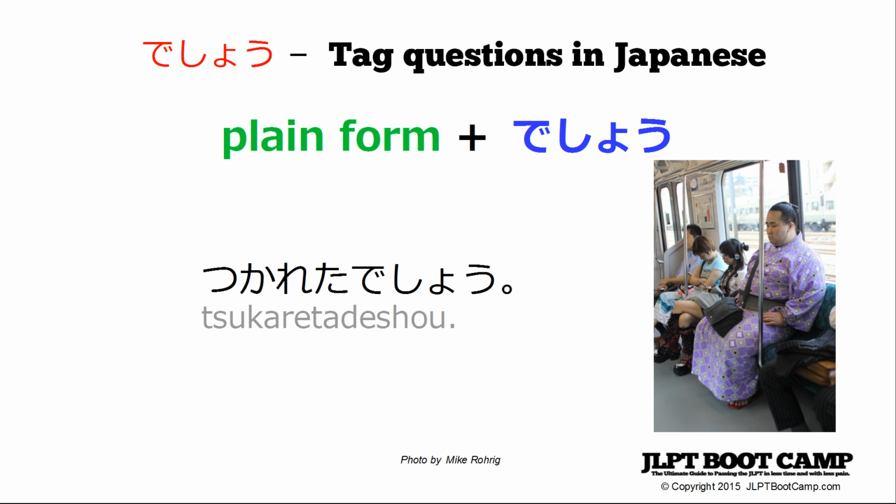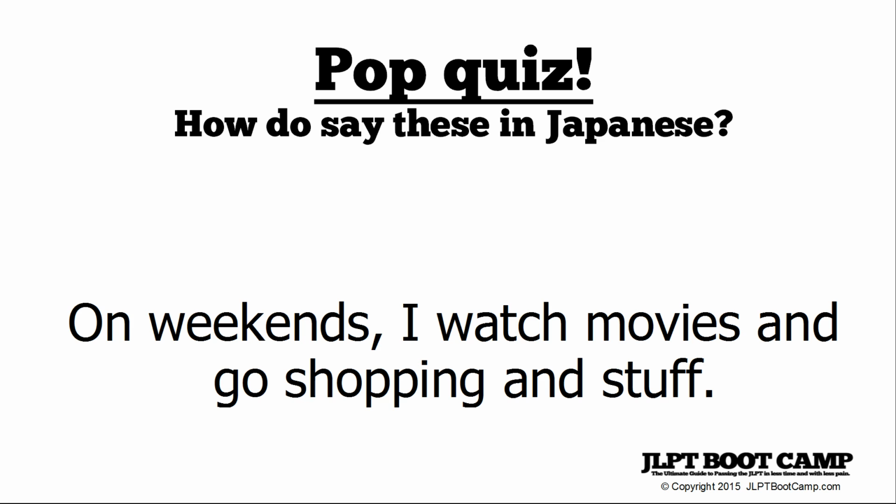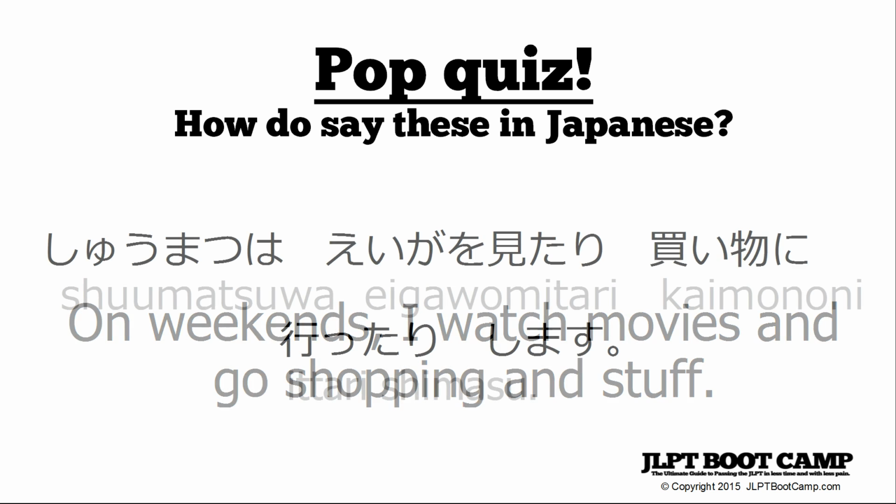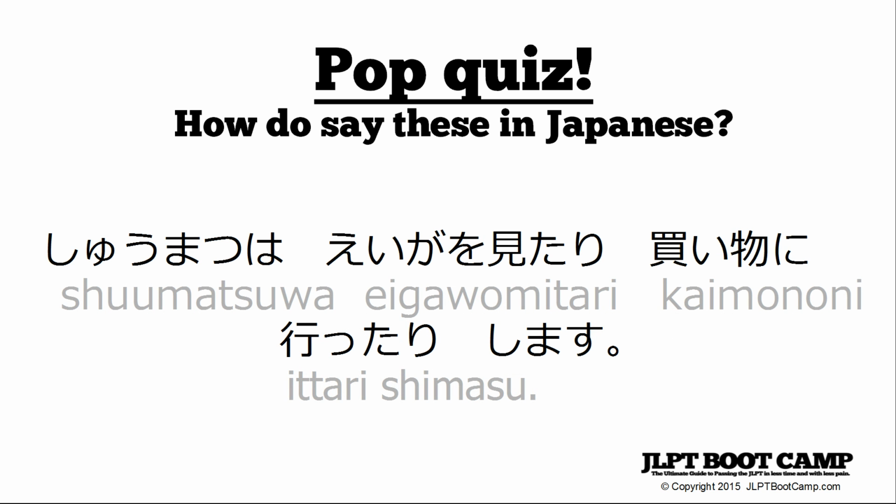Let's take a quick pop quiz. Can you translate this sentence? On weekends, I watch movies and go shopping and stuff. On weekends, in general, I watch movies, go shopping, and stuff. So that sentence in Japanese would be shumatsu wa eiga o mitari kaimono ni itari shimasu.